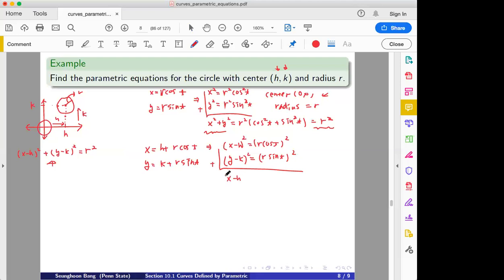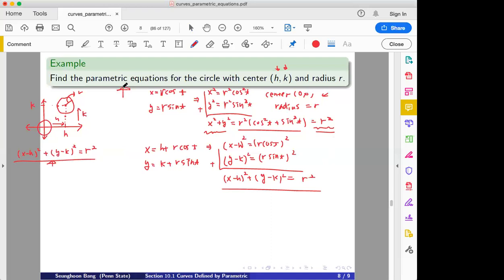x minus h squared plus y minus k squared equals, what's the right hand side? r cosine t squared plus r sine t squared is r squared. So we have exactly the same procedure from the previous problem. So we have r squared. So that's it. So we have the same equation.